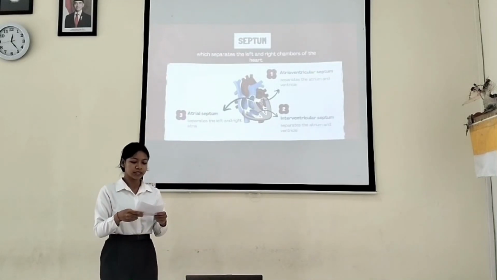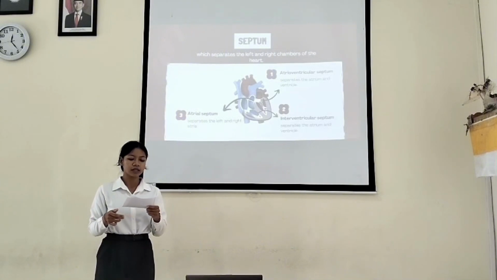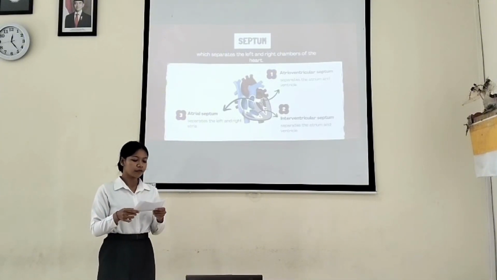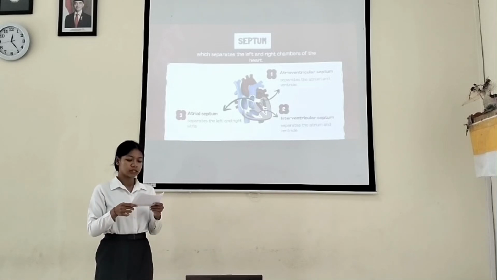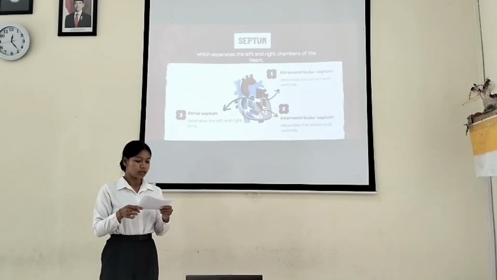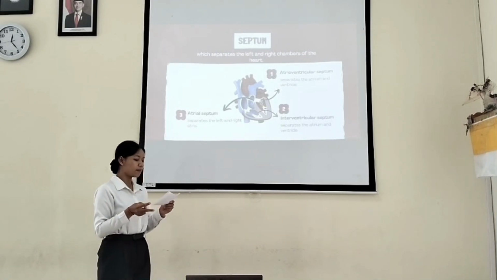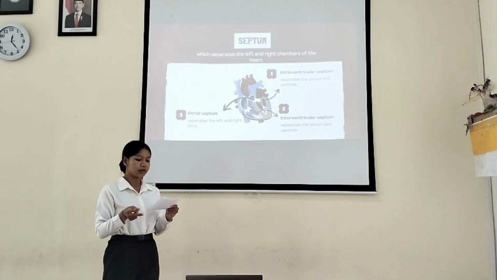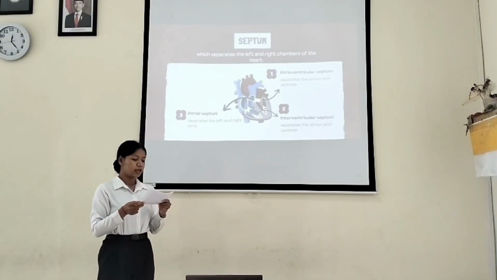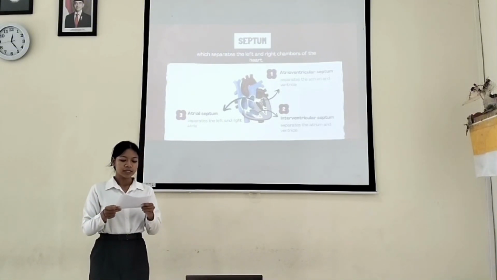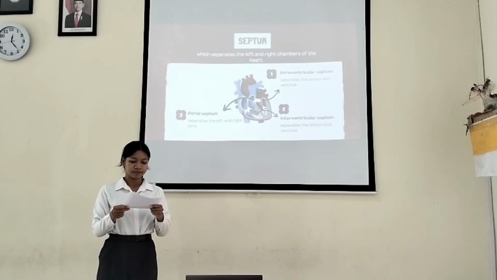The heart has partitions called the septum, which separate the left and right chambers of the heart. The heart's septa include the atrioventricular septum, which separates the atrium and ventricle. Second is the interventricular septum, which separates the left and right ventricles. And the next is the atrial septum, which separates the left and right atria.